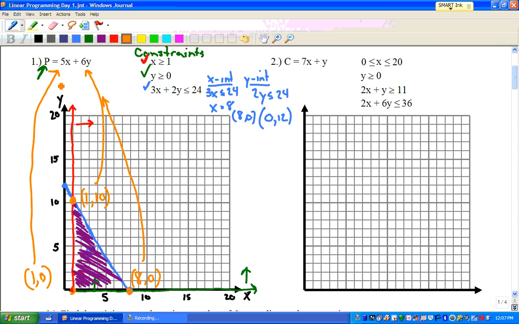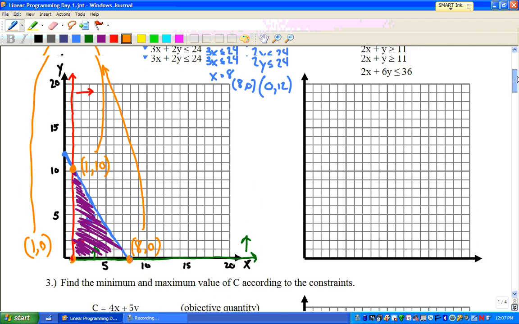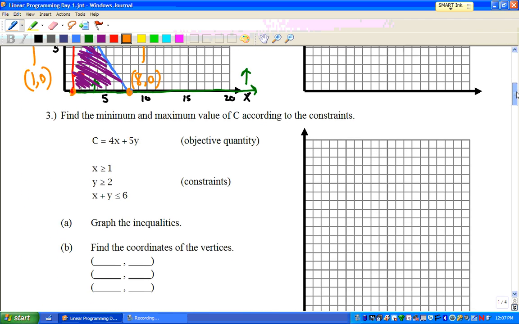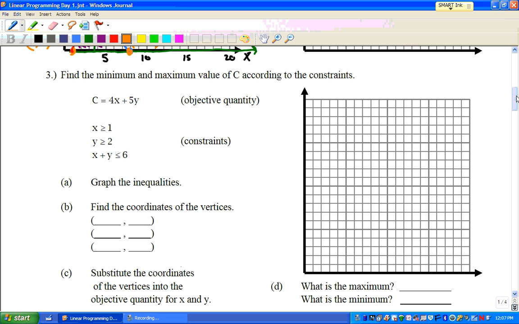Okay, so you're really graphing the constraints, guys, and then substituting back in to find out what your profit margin would be, what your cost is, and you always want to know in a business what your max or min cost or profit is going to be. Okay, let's do the next one.